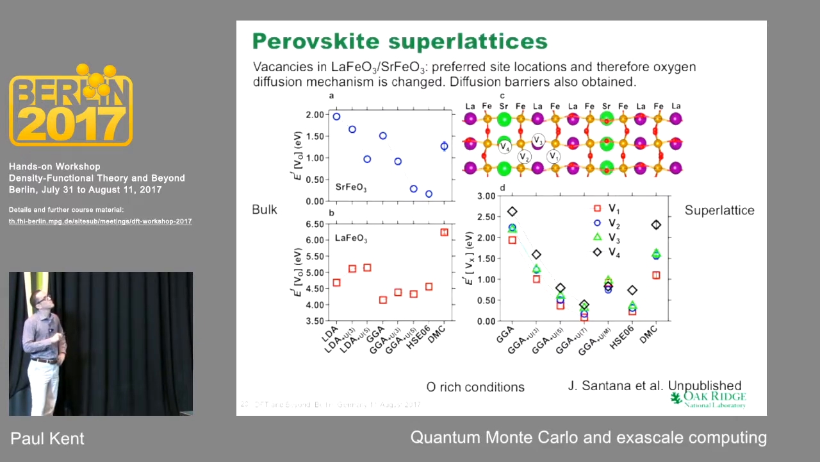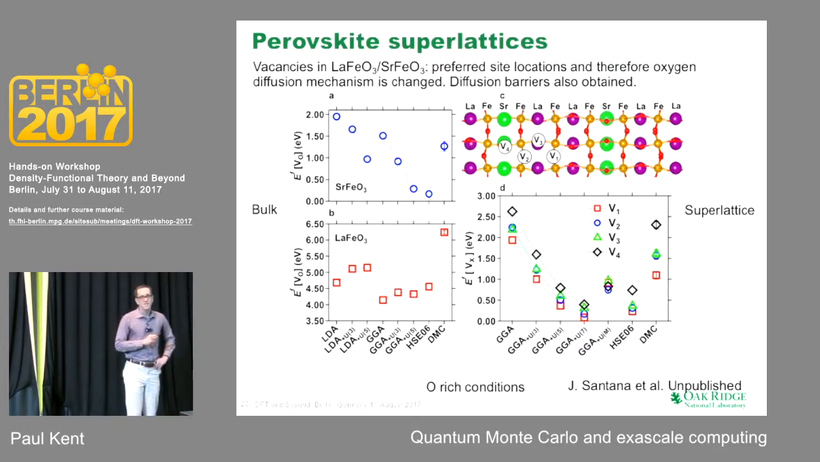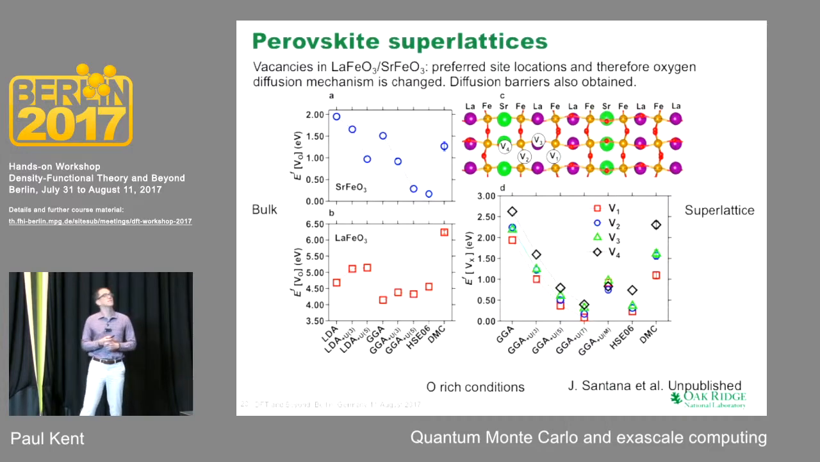For lanthanum ferrite, though, there seems to be this systematic low formation energy, even for, say, hybrid DFTs. And this is actually very tricky then when you do the superlattice, because, for example, you could argue that you should shift the oxygen potential or the oxygen formation energy, but you can't get a balanced description of both of these materials in the superlattice.